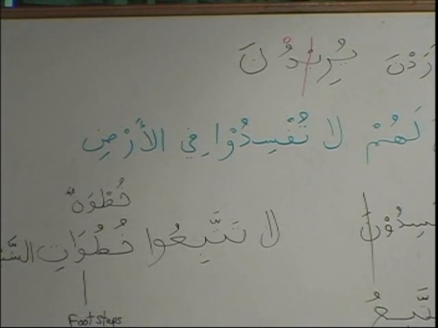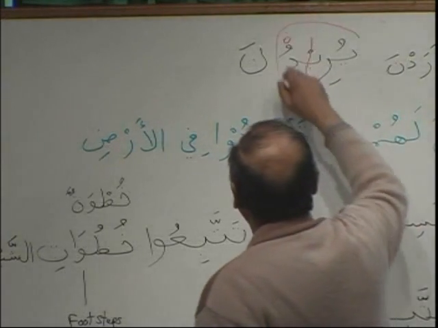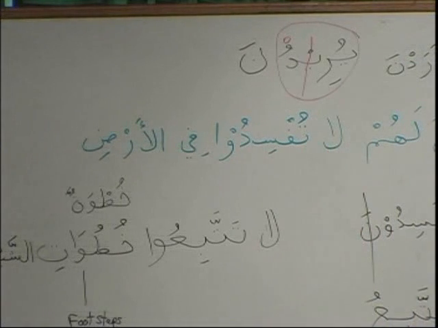Fa'ilun, mudari'un, mabni'un. What will you say? Fa'ilun, mudari'un, mabni'un ala sukoon. And then you will describe, if it is marfu', you will say fi mahalli raf'in. If it is majzum, you will say fi mahalli jazmin. But it is mabni. Remember. Inshallah. Fine.